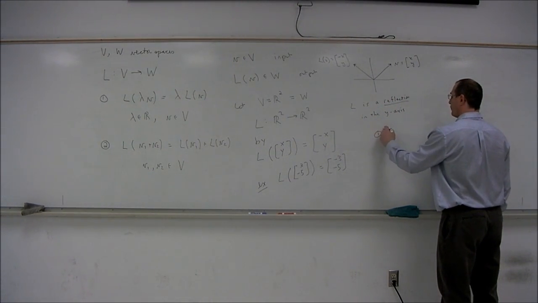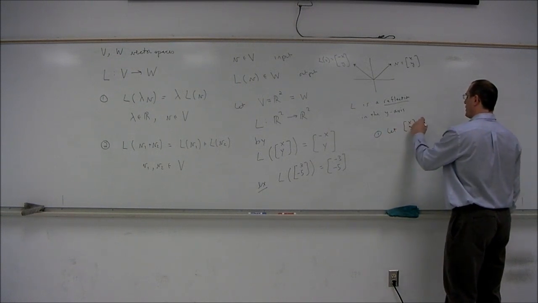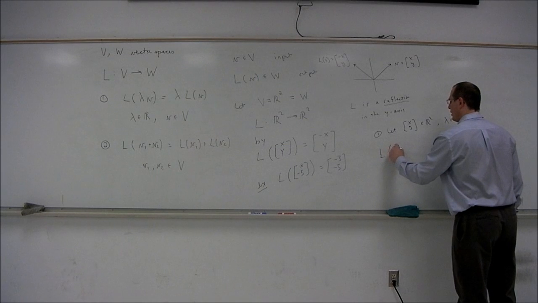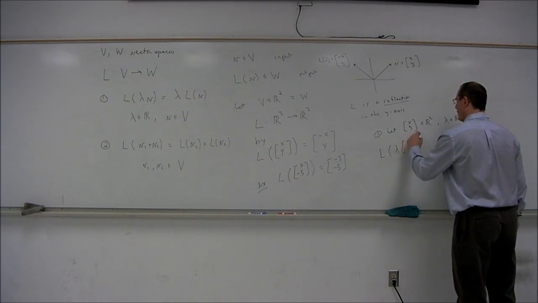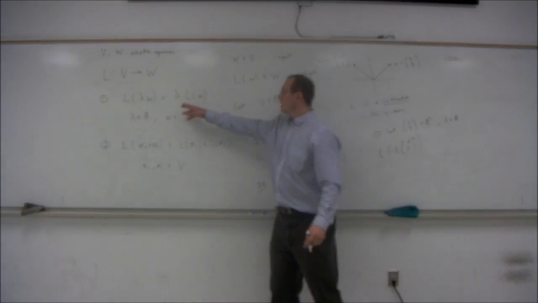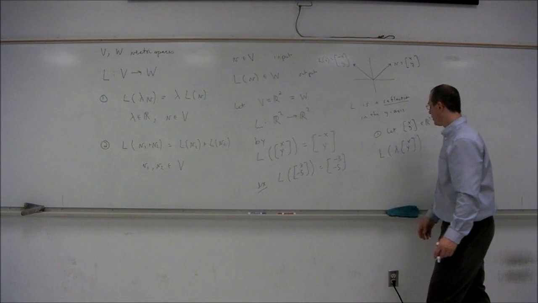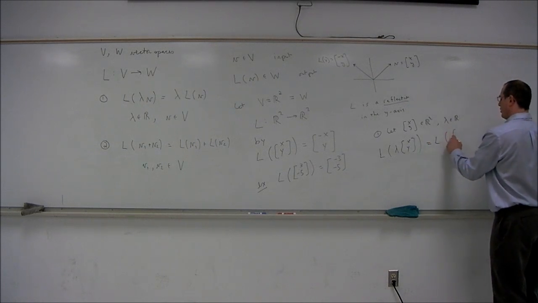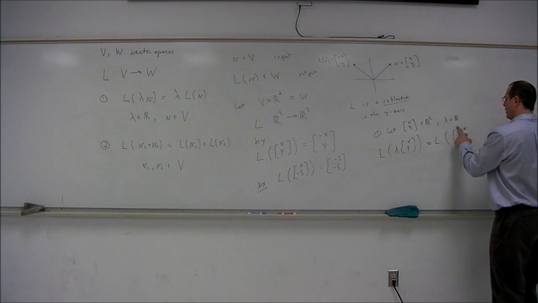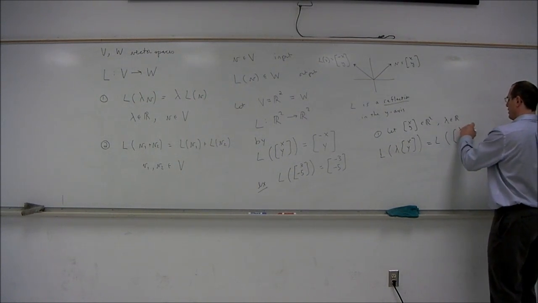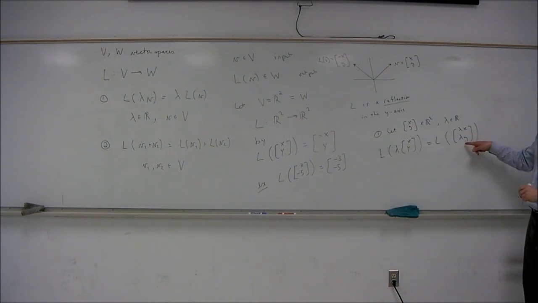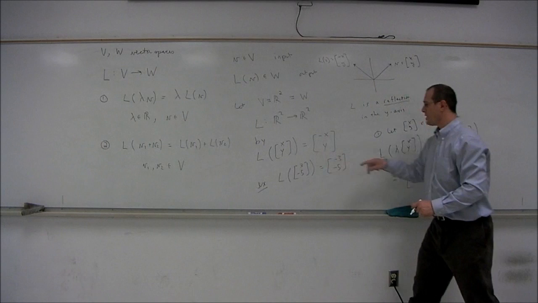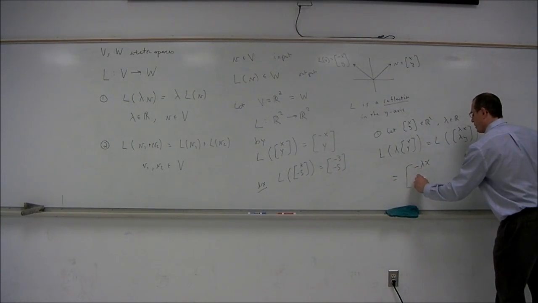So property 1, let x, y be any vector in R2 and lambda be any scalar, then L of lambda x, y, let's compute this, and let's decide if it's equal to lambda times L of x, y. So first, let's multiply lambda inside the vector, multiply the scalar times the vector, so it will become lambda x, lambda y. Now, L of a vector, the rule is we take the negative of the first component and leave the second component alone. So negative lambda x, lambda y.